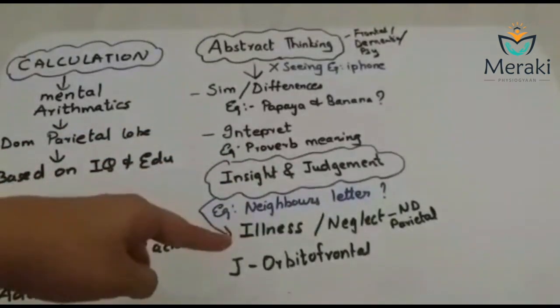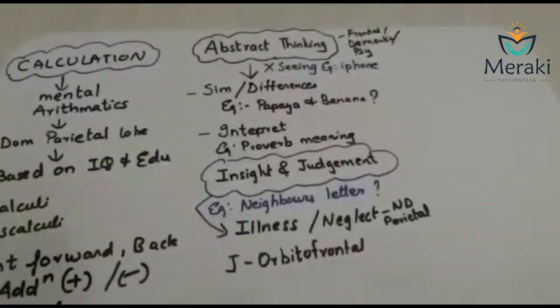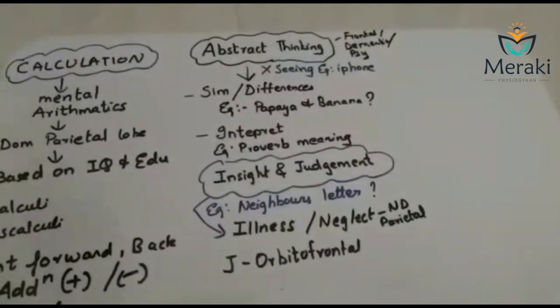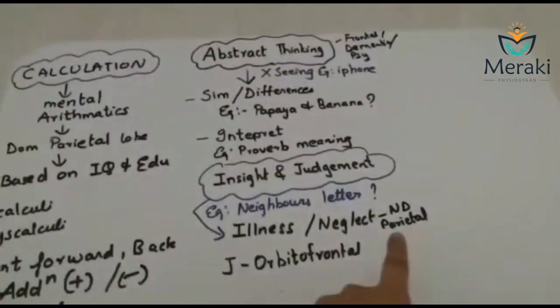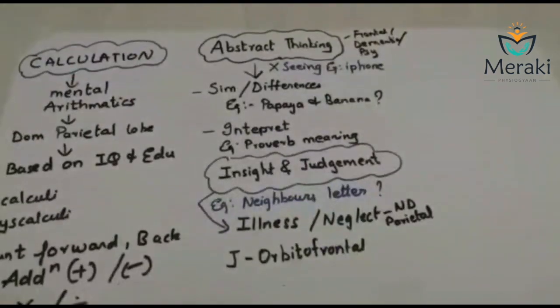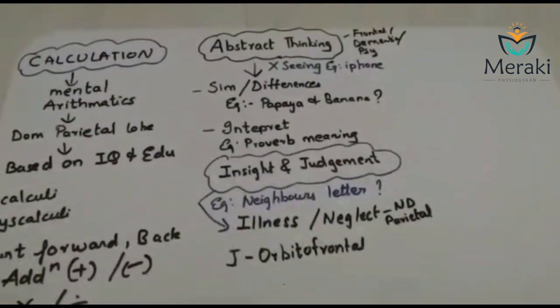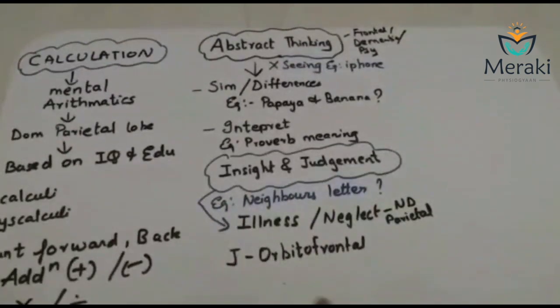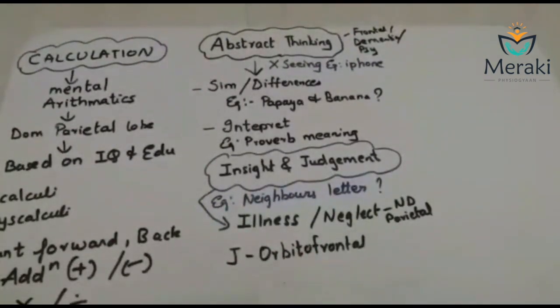Insight is also awareness of their own illness. If they are completely neglecting, behaving irrational, that means they might have a lesion in their non-dominant parietal lobe. If they have insight, they know it's not theirs, but their judgment is poor, they don't know what is right and wrong, then there is a lesion in the orbitofrontal region.